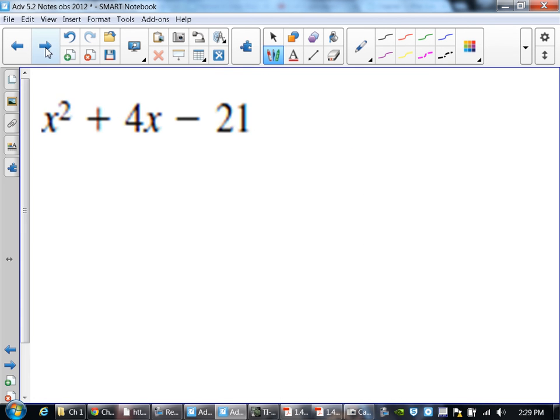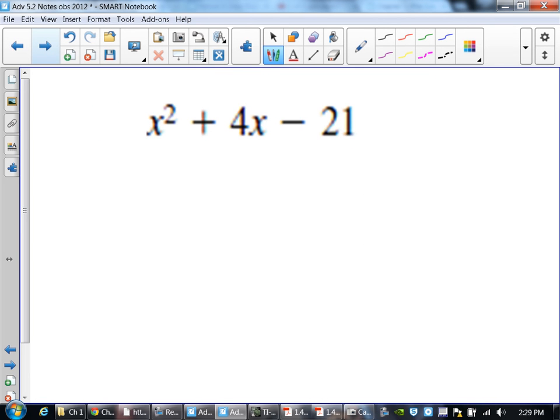So if I'm looking at this one, what times what is negative 21, but I add them together and get 4? Negative 3 and 7. Perfect. Does it matter which one goes first?